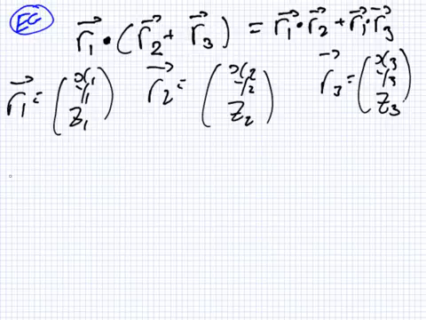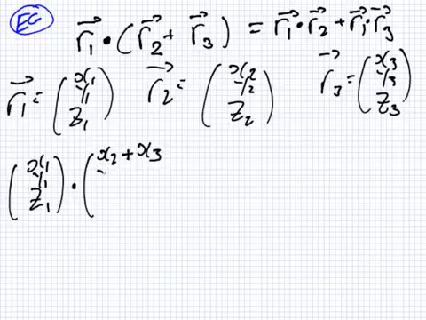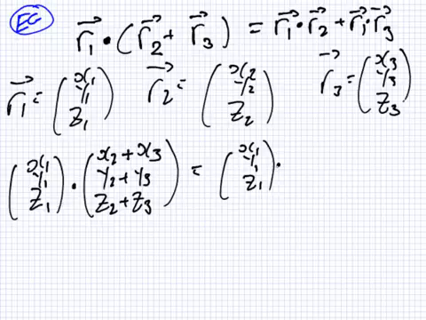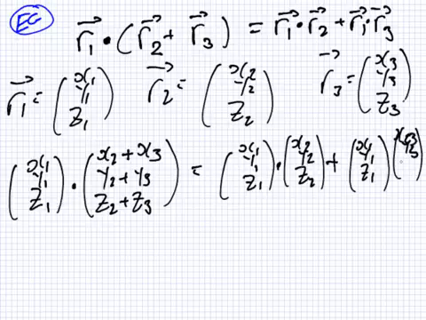Right, so on the left we have R1, which I know. What's R1? X1, Y1, Z1. And then R2 plus R3, that would be X2 plus X3, Y2 plus Y3, and Z2 plus Z3. And then here, X1, Y1, Z1 dot X2, Y2, Z2, plus, you get the idea, X1, Y1, Z1 dot X3, Y3, Z3.